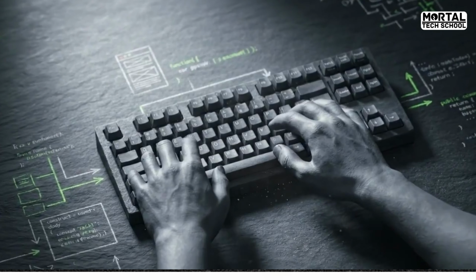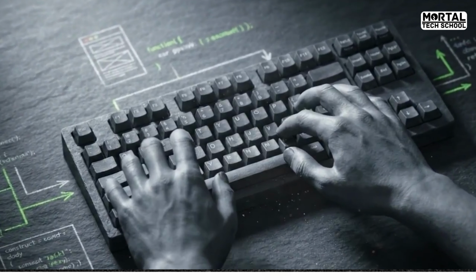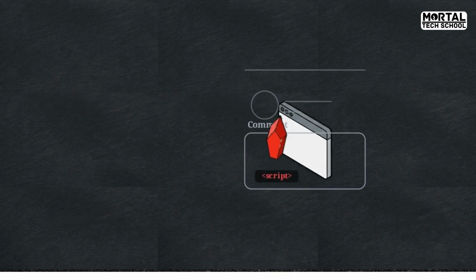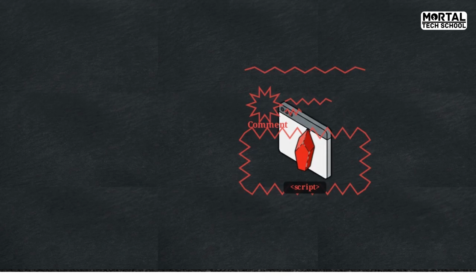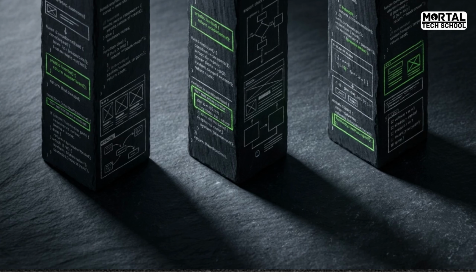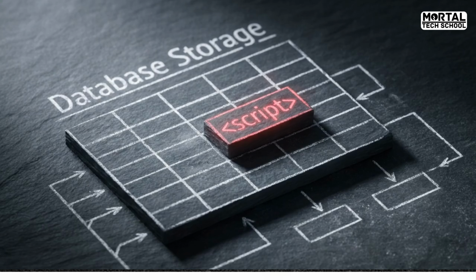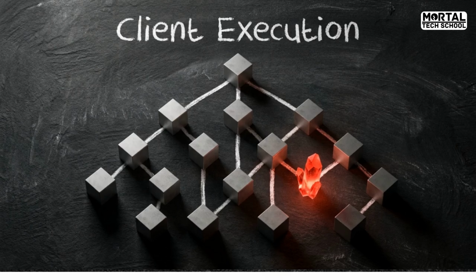The exploit relies on a critical failure to validate user inputs. When an application accepts data without encoding it, an attacker can inject unauthorized scripts, typically JavaScript, into content the site generates for other users. To understand the execution of these attacks, we must look at the three distinct vectors. The first is reflected XSS, the second is stored XSS, and finally, DOM-based XSS.